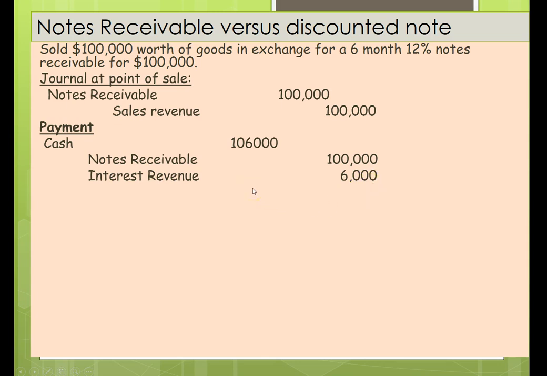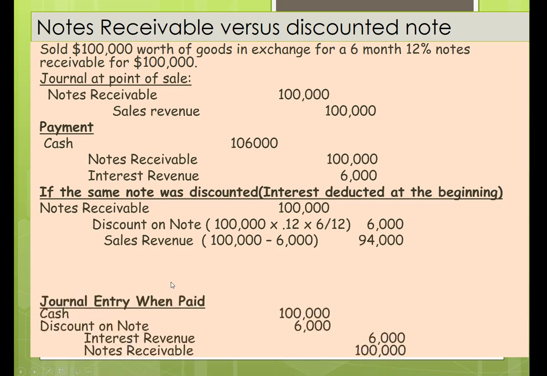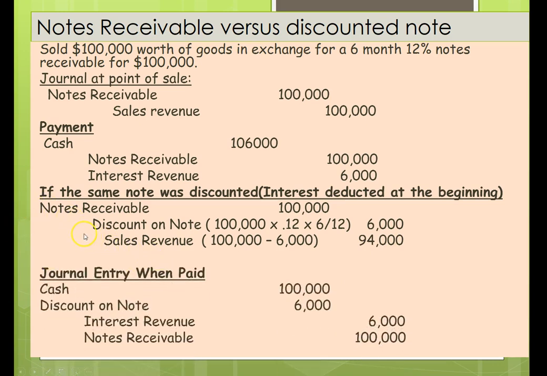Now, what does this look like if we had a discounted note, if this had been discounted? The notes receivable would still be 100,000, but the sale would be reduced by the interest, which we would call discount on notes receivable. Now, when the actual amount is paid, again, we're going to take the accounts receivable off the books. We're going to take the discount on note, and then we're going to book our interest revenue.